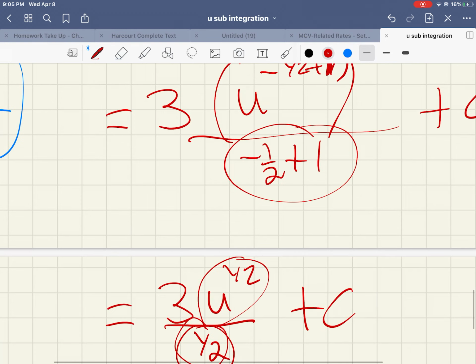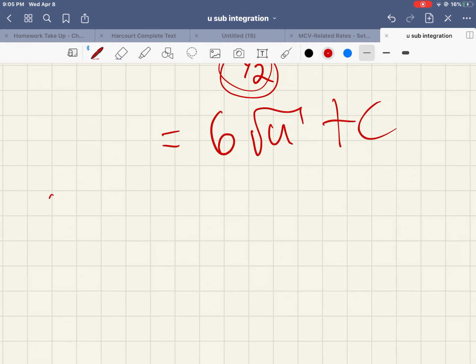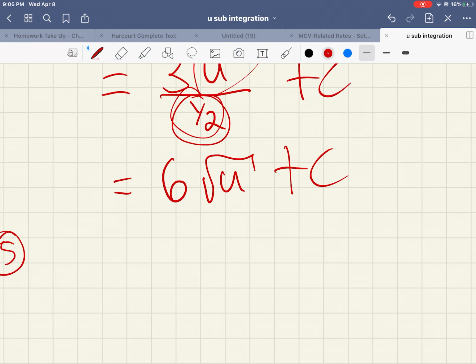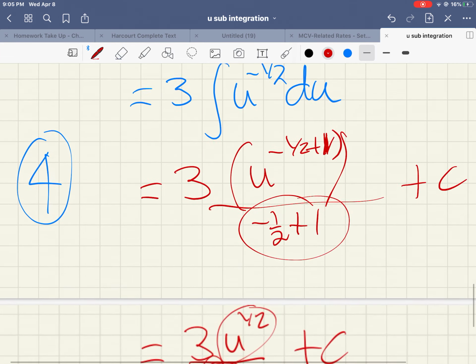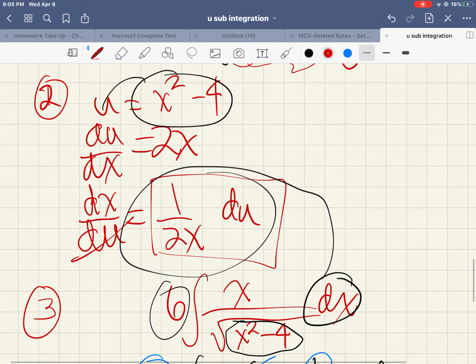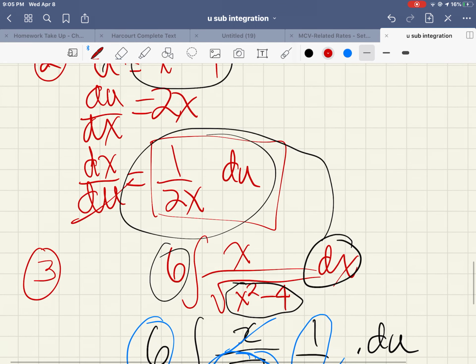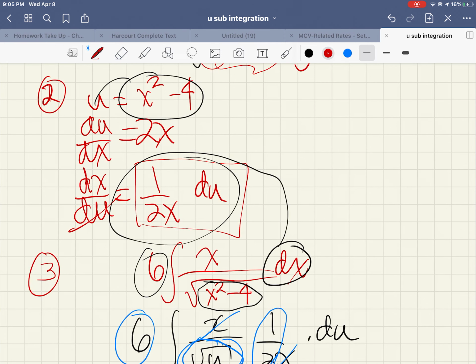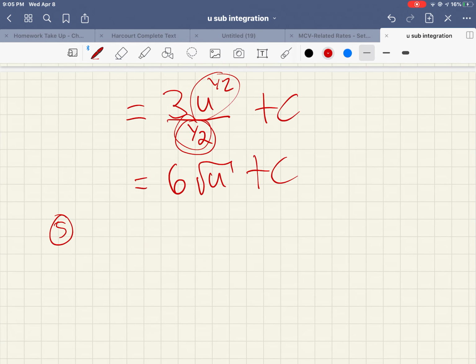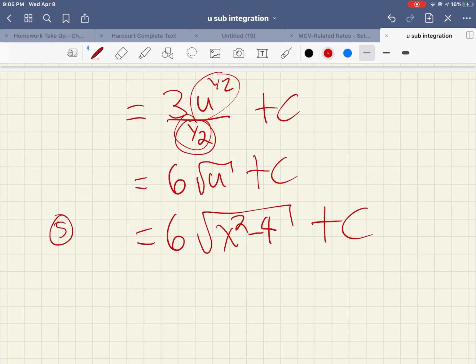Now, the fifth step in all this, that was number 4, is do the integration. The fifth step is to go back to the original function. u equaled x squared minus 4. That's what I need to replace it back with. So it's going to equal 6 square root x squared minus 4 plus some constant c. And that, folks, is our final answer.